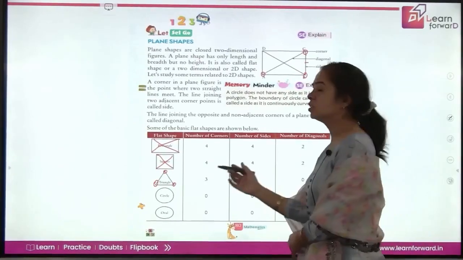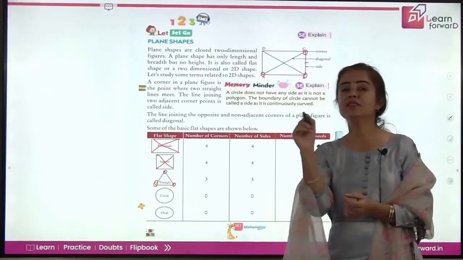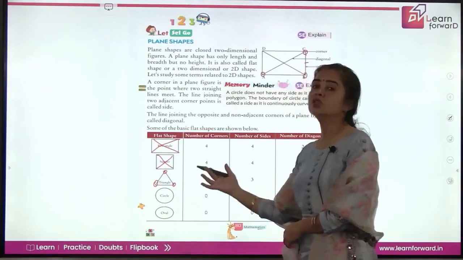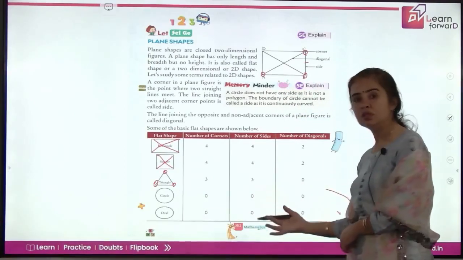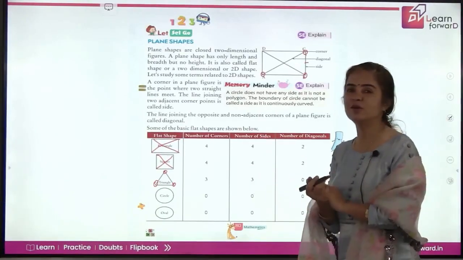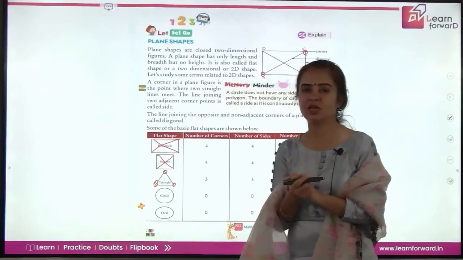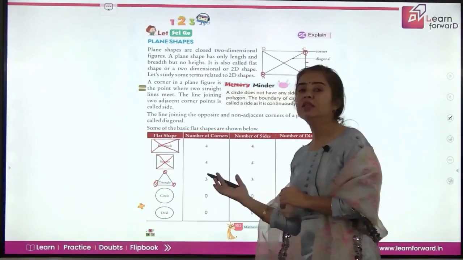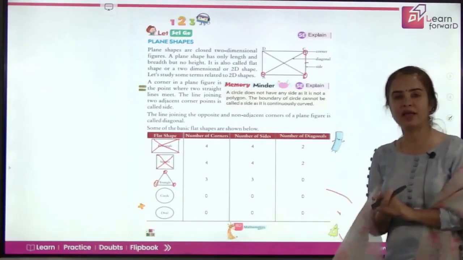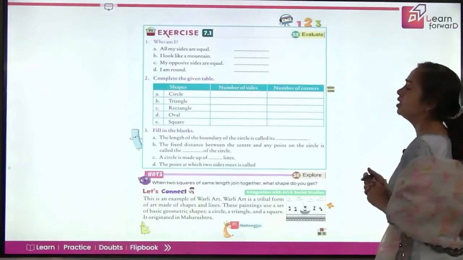Now coming to circle, it has no side because what is side, children? Side is a straight line. So do you see any straight line here? No. There is no corner also. There is no side also. And when you talk of diagonals, it is also 0. No sides, no corners. How can we talk about diagonals in such shapes? Same happens in oval. There is no corner, no side, and even no diagonals, right? So this is what you have to remember about these basic plane shapes.